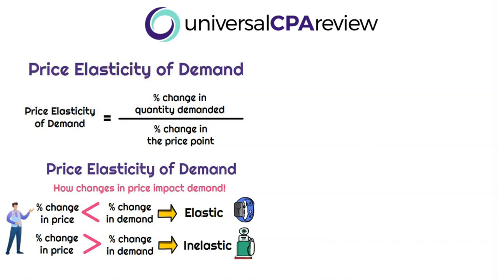So as you see in our visual, well, if the percent change in demand is greater than percent change in price, then it's elastic. And if we think back to that formula, well, we would end up with a number that is greater than 1. So if it's 1.5 or 2 or 3, well, that means the percent change in demand is greater than the percent change in price, and that is an example of an elastic good.